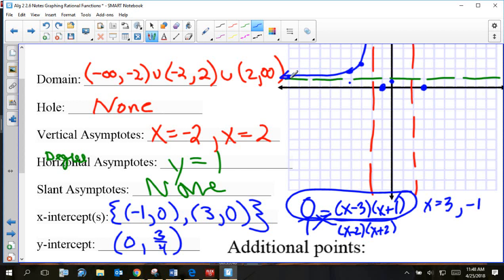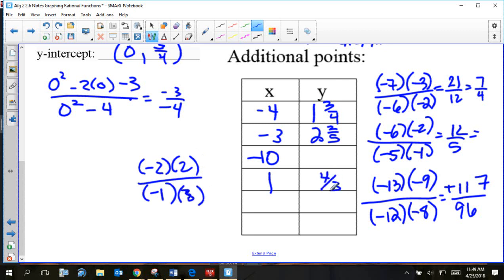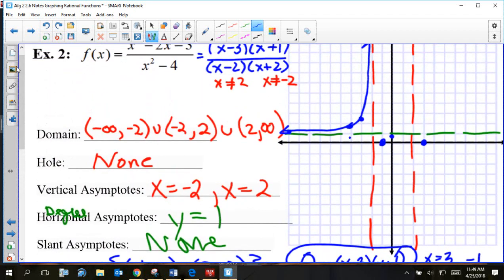For the vertical asymptote, we can go by the denominator. Okay, what should we pick in the center? 0 is on the graph already. What should you pick? 1. Let's pick 1. I get 4/3. Then I go graph it. (1, 4/3).